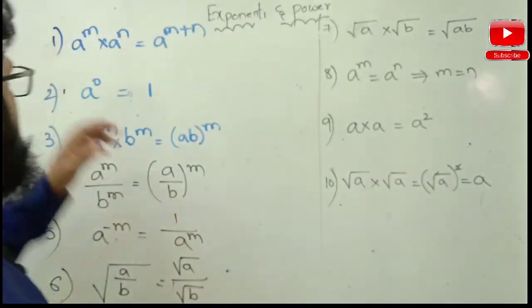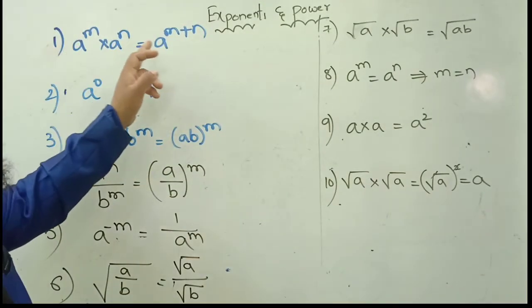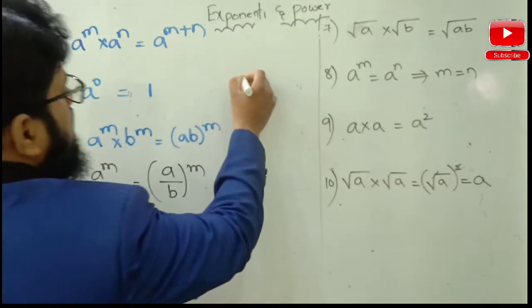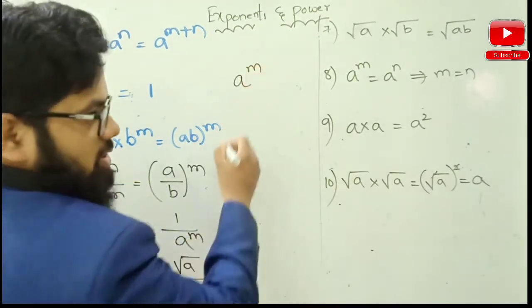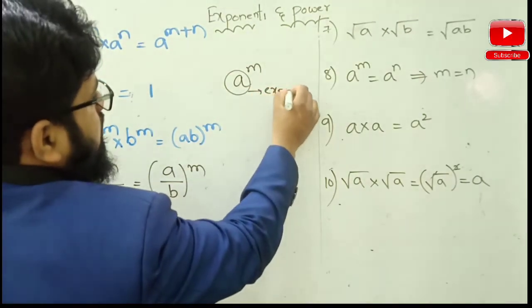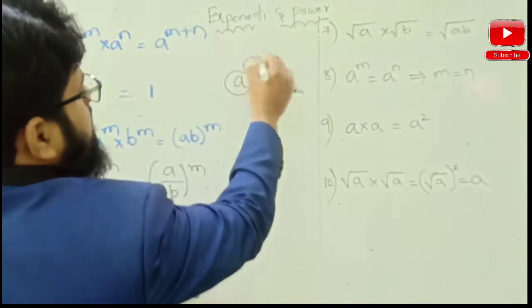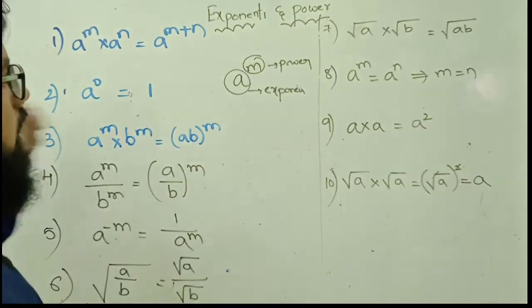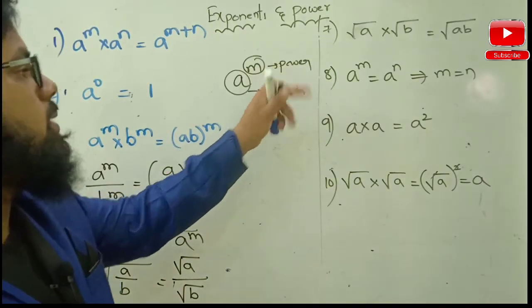The first one is a power m into a power n is equal to a power m plus n. Students, first of all we will see what is the exponent and what is the power. This a is known as the exponent, and this m is known as the power. Students, you need to remember this: a is known as the exponent and m is known as the power.